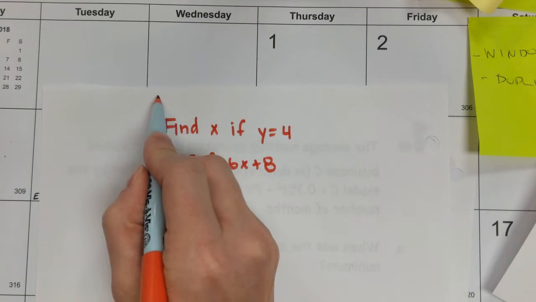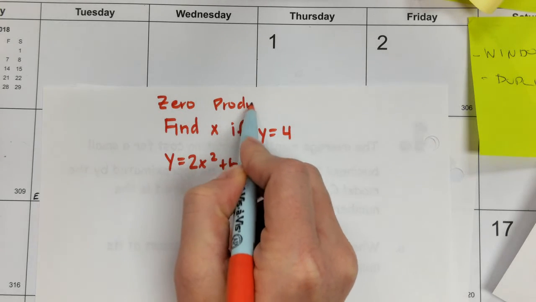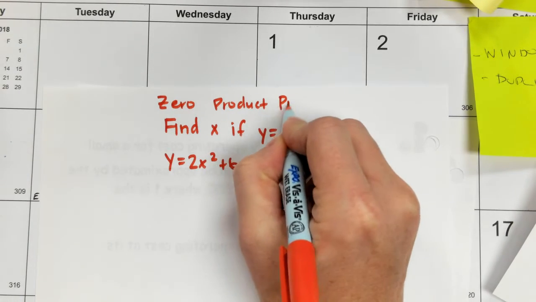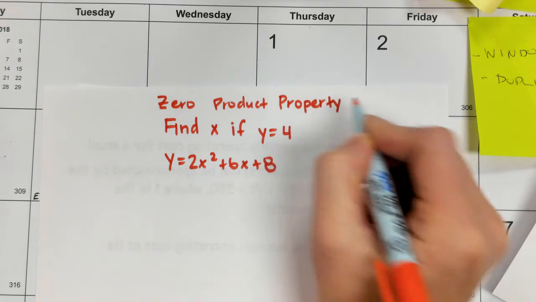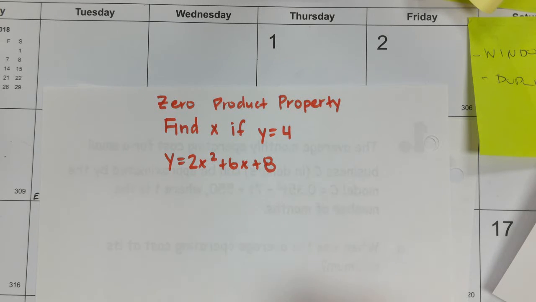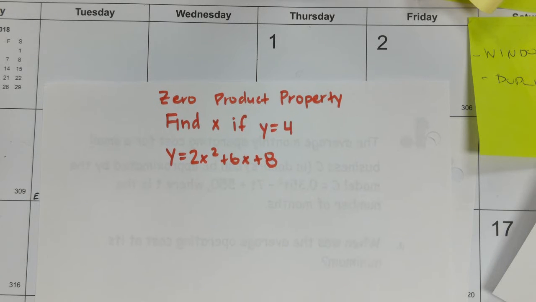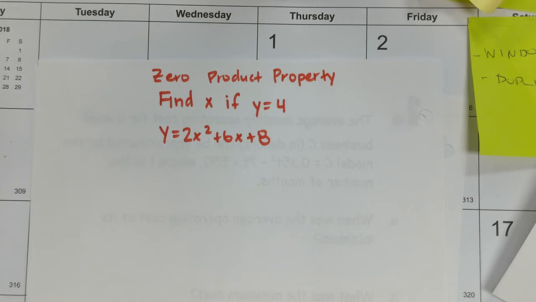Alright, this video is to show you how to use the zero product property. This property can't be used all the time. It can only be used if I could do the AC method on my equation. So if you're good with the AC method, you might want to use it. If you're not, then you might want to skip over this one and just go to quadratic formula.